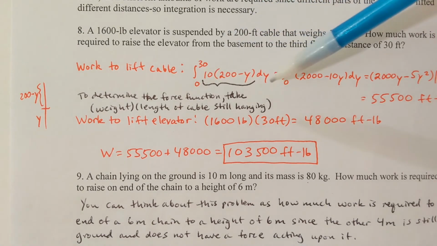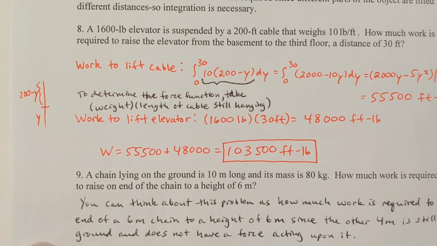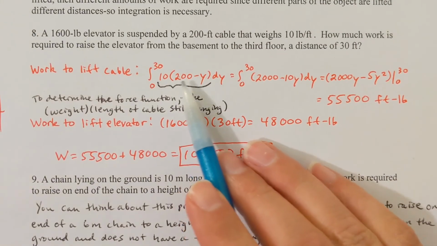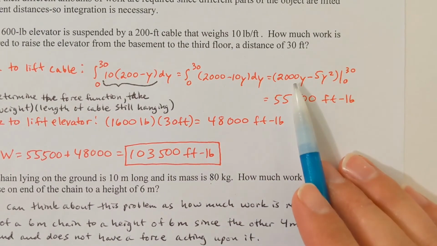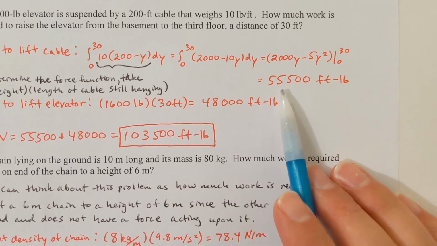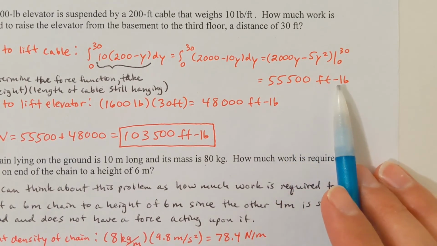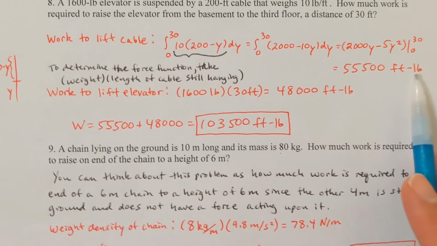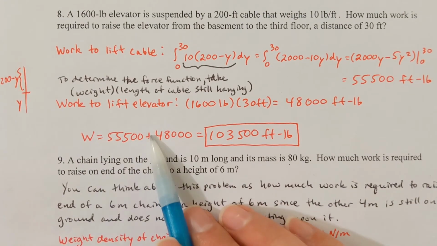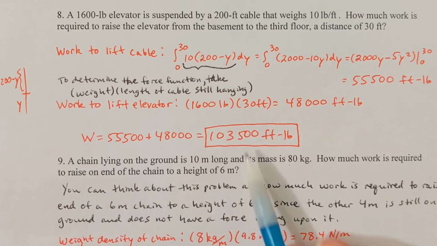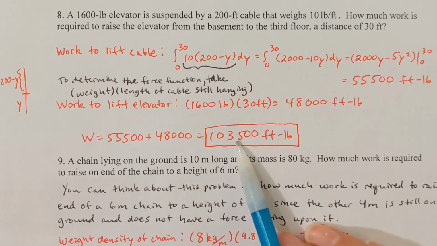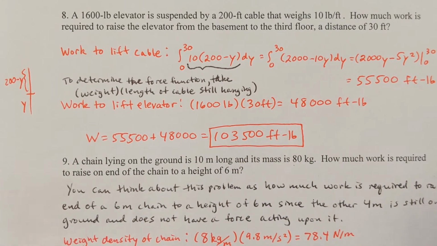So here's my setup integral, and I can distribute the 10 and integrate. When you plug in the bounds, I was getting 55,500 foot-pounds. Okay, W then would be the total work to lift the elevator and the cable. By adding that, I'm getting 103,500 foot-pounds as the answer.